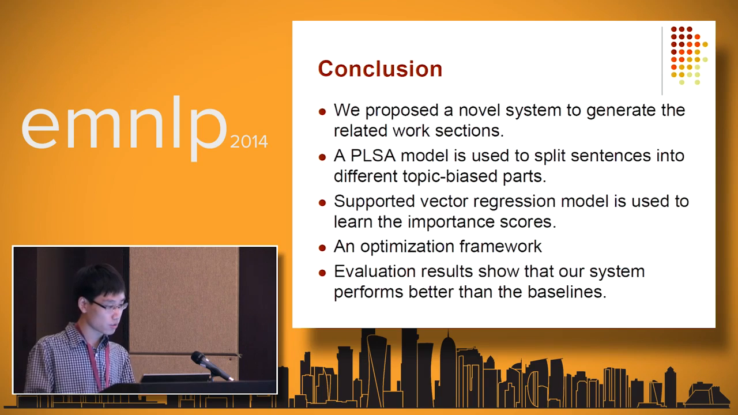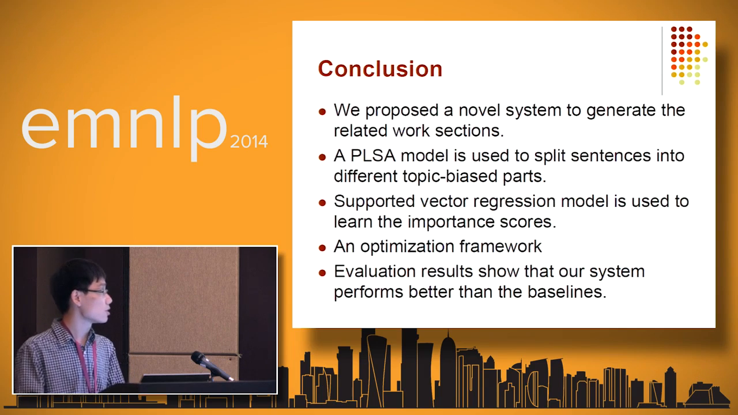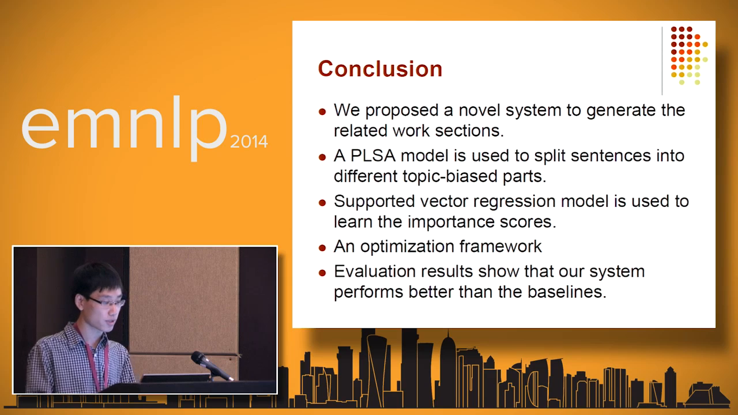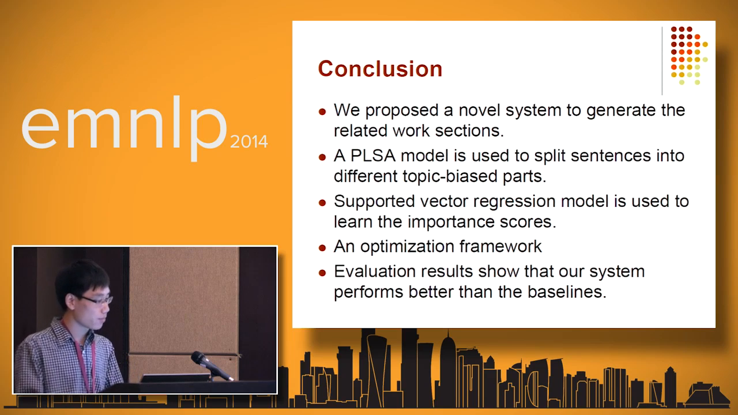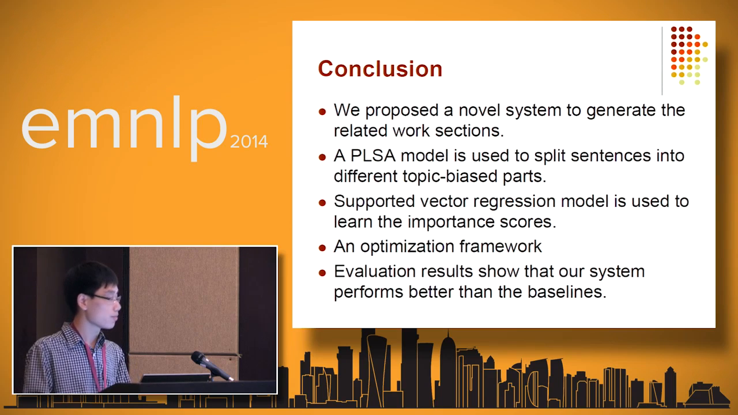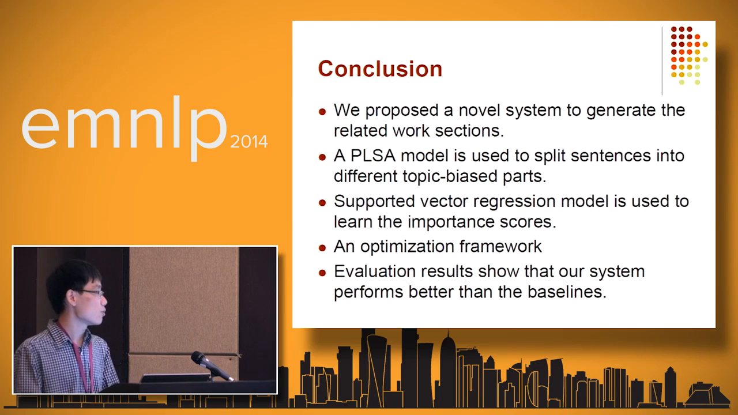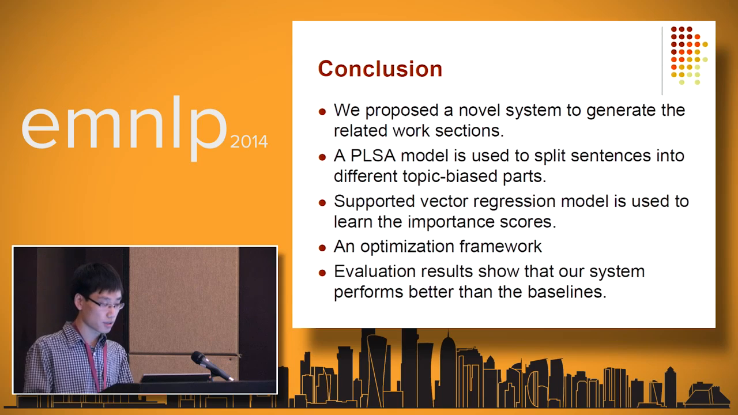So this is the conclusion. In this paper, we proposed a novel system to generate the related work section, and a PLSA model is used to split sentences into different topic-biased parts, and the support vector regression model is used to learn the importance scores. And finally, an optimization framework is used to generate the final draft related work section. And the evaluation results show that our system can perform better than the baselines.